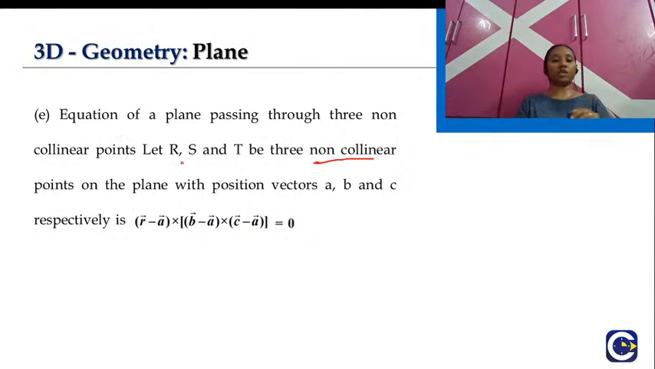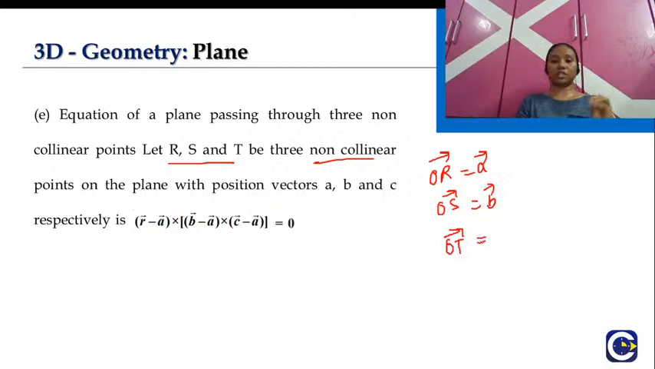So let the non-collinear points be R, S, T. If we have 3 non-collinear points on the plane, they will have position vectors, right? So my OR bar is the position vector of that point. I am taking it to be OA bar. My OS bar is nothing but B bar. And my OT bar is the position vector of my point T. Let that be C bar.